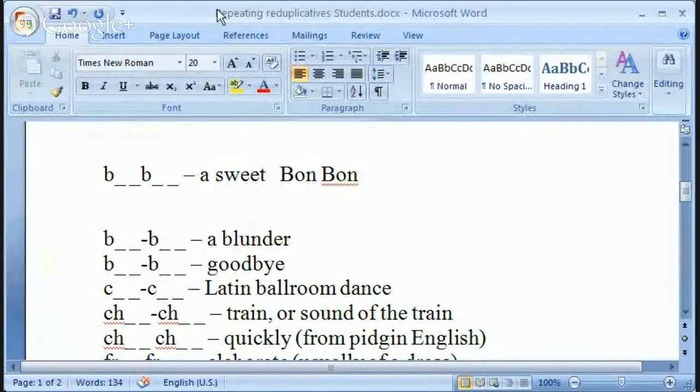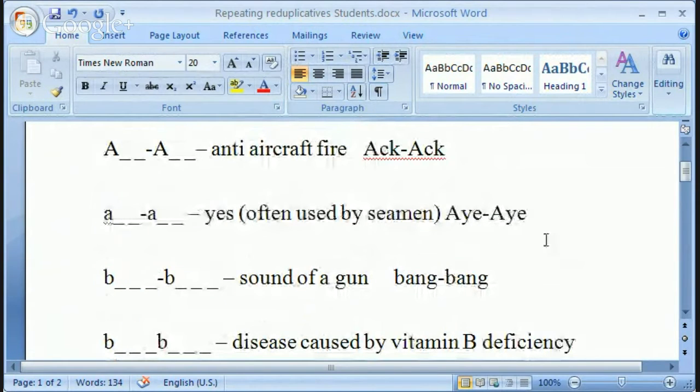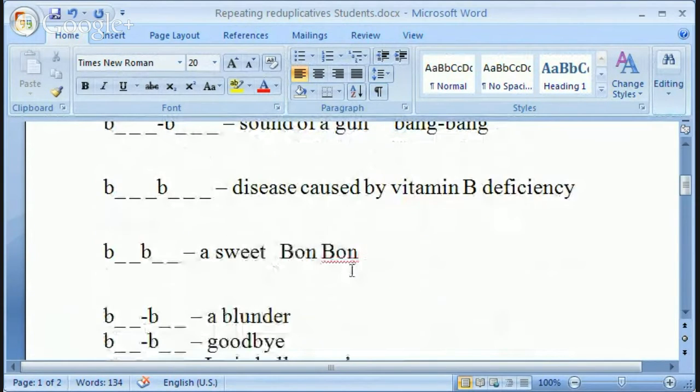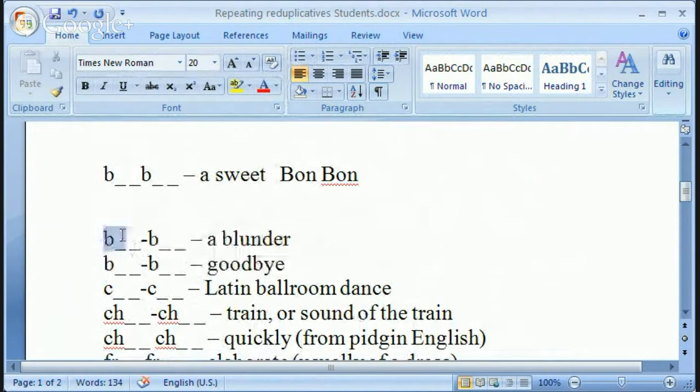Okay. Max, we're looking at repeating reduplicatives. But what a ridiculous name of something that you would never have to know. Basically, words with two repeated syllables. Such as, we've looked at ack ack, I I, bang bang, beriberi, and bonbon. Oops, you've made a blunder. Max, do you have any idea? Boom boom. By the way, I've put underlined fill in the blank letters, but you can see that there's two letters for each syllable. I do have the correct number of letters here.